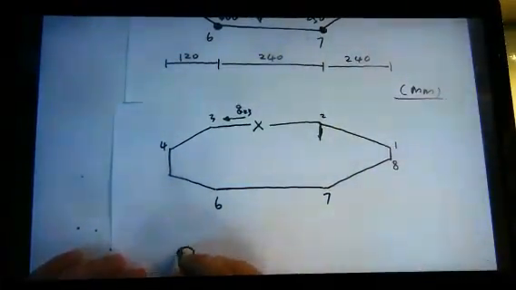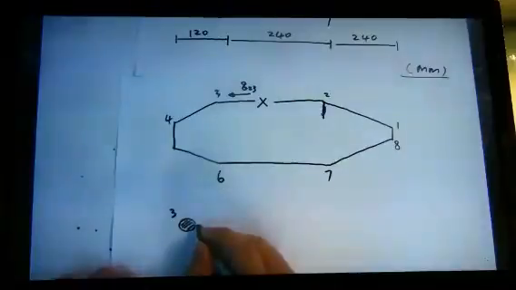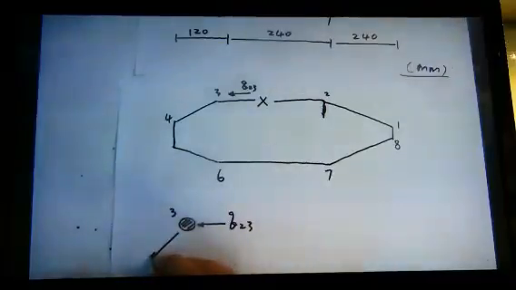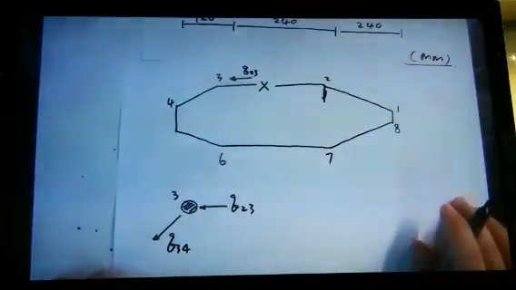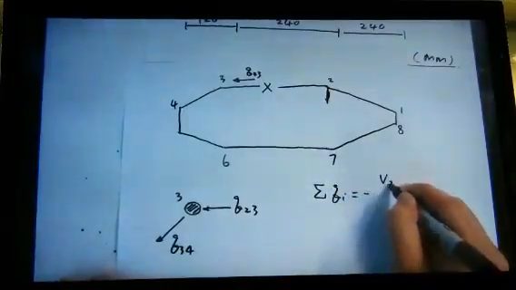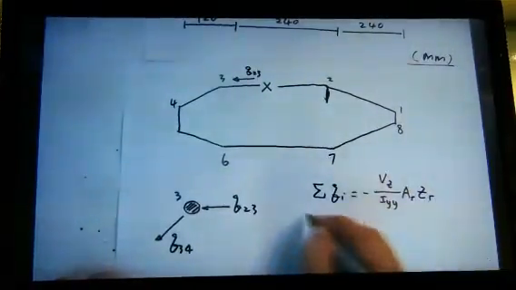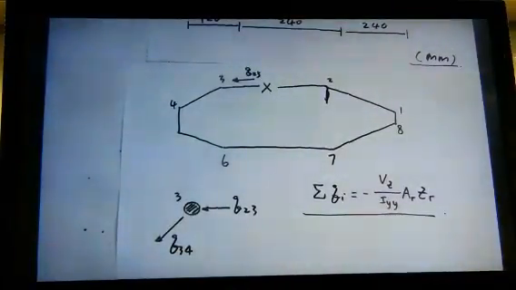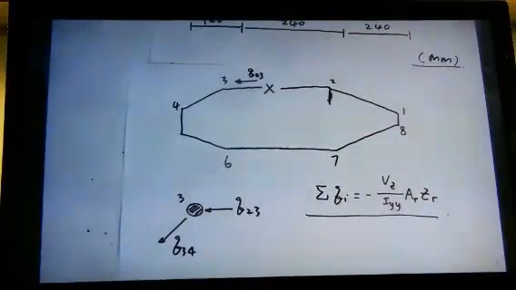So for example, for boom area 3, this is the shear flow from 2 to 3, and this is the shear flow from 3 to 4. This is boom 3. The equation we're going to use is still the same: Qi equals Vz over Iyy times Ar Zr. This is the same equation as what I used for open section, giving the total shear flow associated with any boom, and that is the boom we are dealing with.